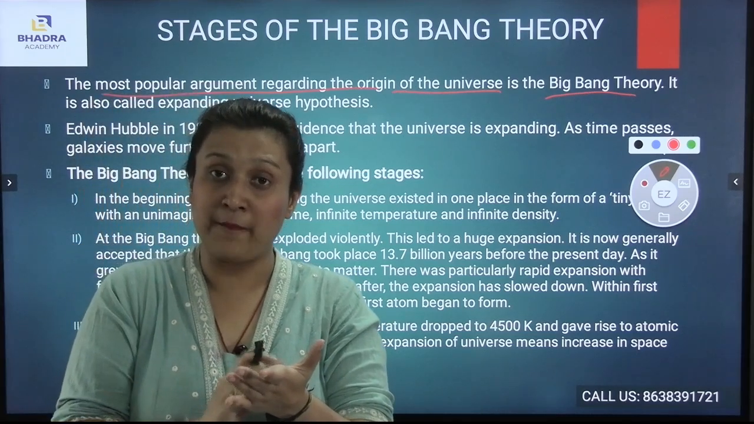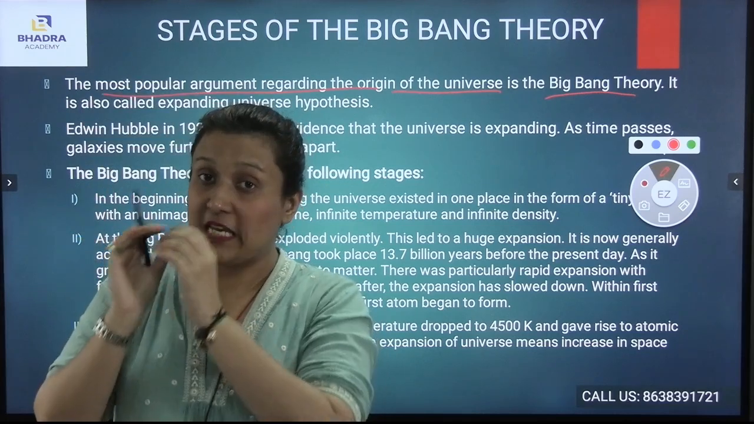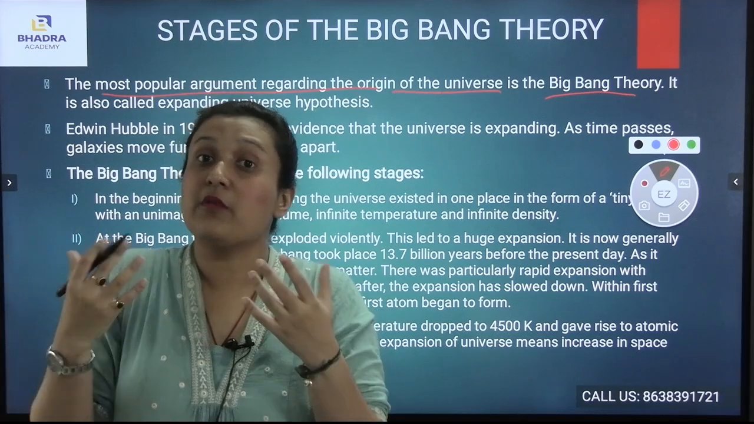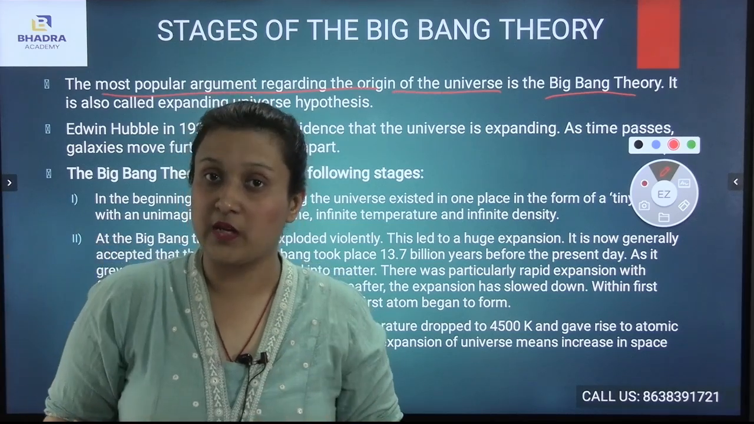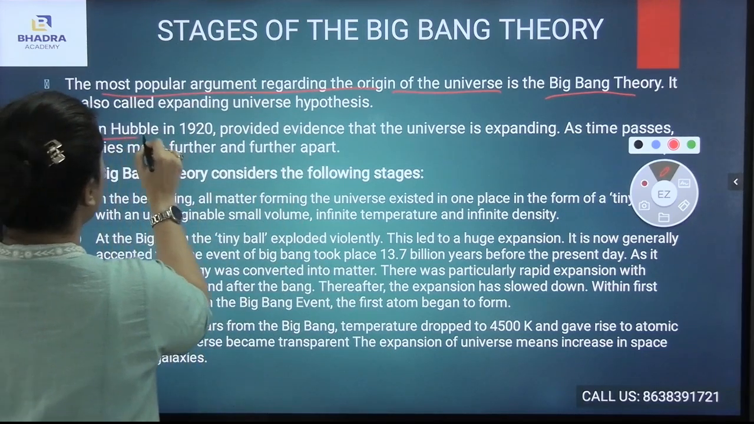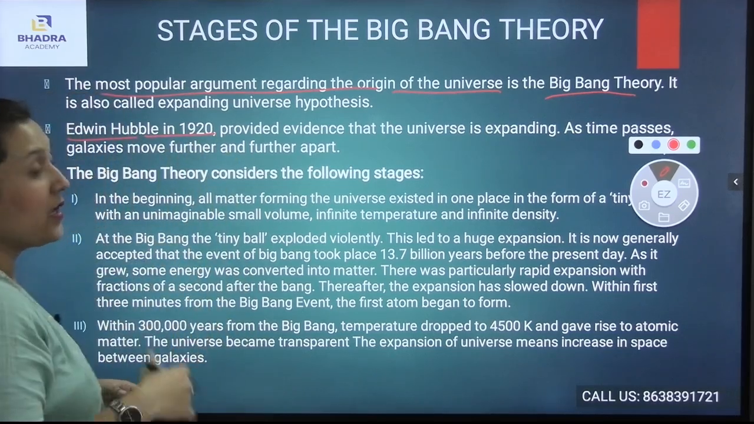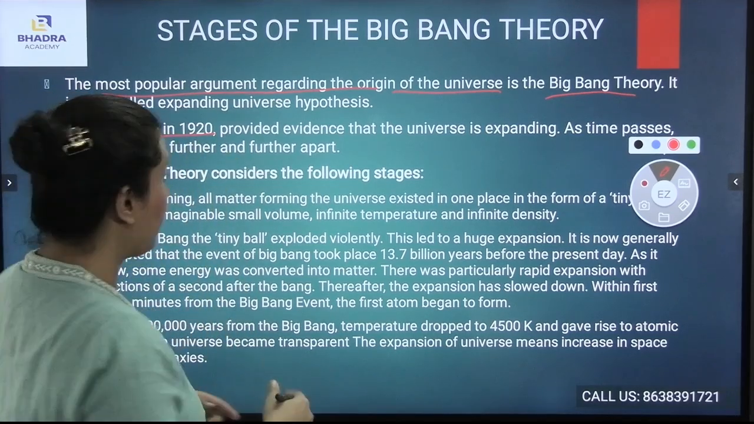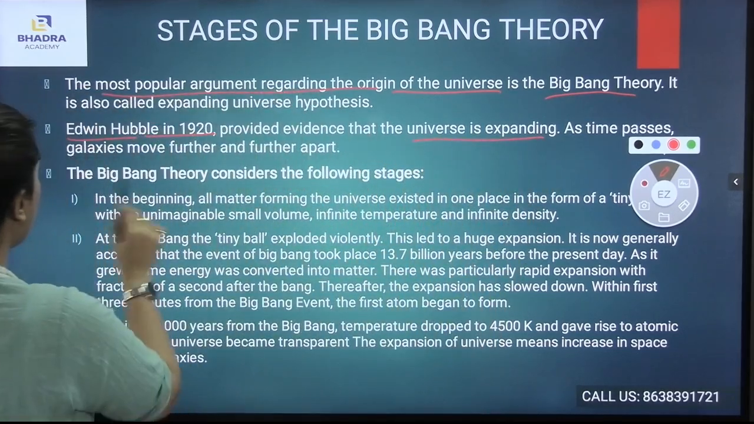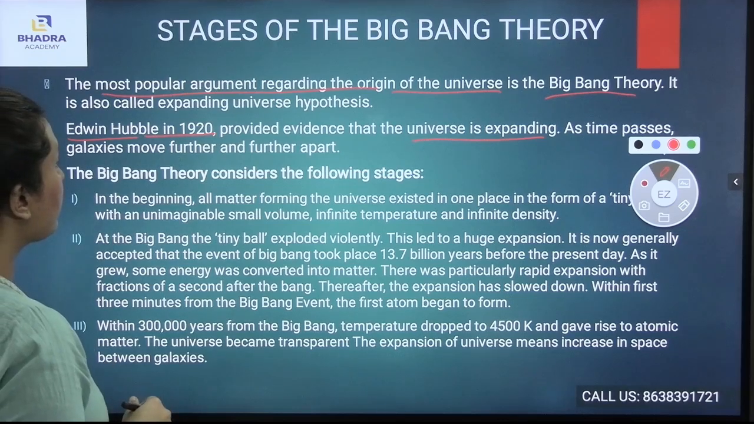Take the example of an inflated balloon. If we inflate a balloon more, the balloon will expand. In the same way, our universe is expanding. This is one of the important points: Edwin Hubble in 1920 discovered that the universe is expanding, and this expansion of the universe is a part of the Big Bang theory. Now, the Big Bang theory considers the following stages.